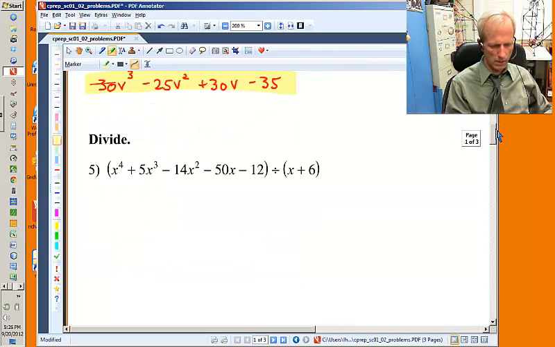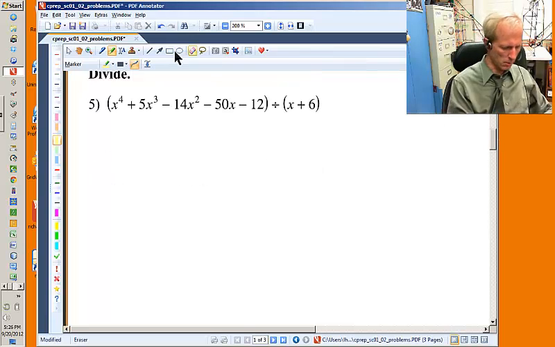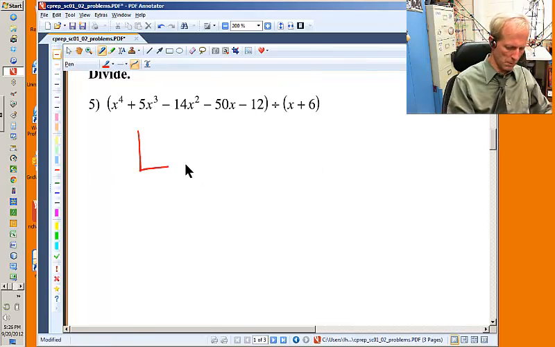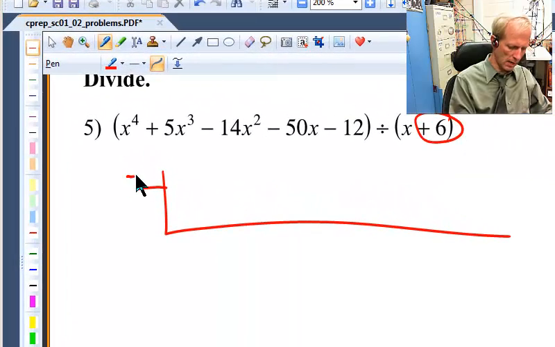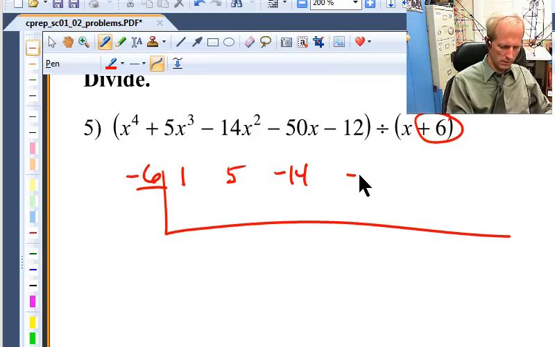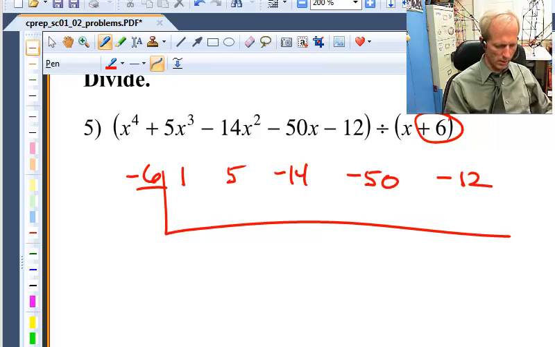Okay, now I have two synthetic division problems. So I always start by drawing my synthetic division symbol. I take whatever number that is, I reverse its sign, and then I write the coefficients of the polynomial, the dividend, or what I'm trying to divide, right there.